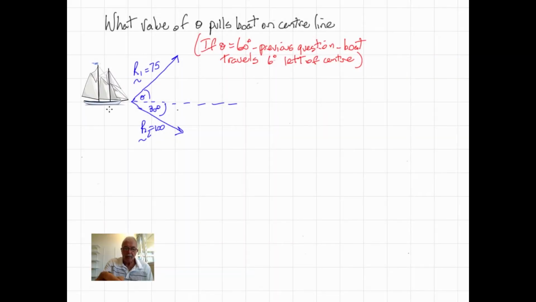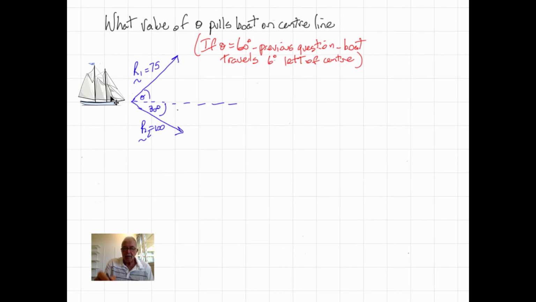In the previous question, we had our famous boat here, and it was being pulled by two ropes. We've got 75 newtons and 100 newtons, and we had an angle here of 60 degrees, and we worked out that the boat travelled at 6 degrees left of centre. Now this is centre, so left of centre, if you're standing on the boat, left or port side's up there. So the boat ended up, rather than travelling along the dotted centre line, actually being pulled by the ropes 6 degrees left of centre.